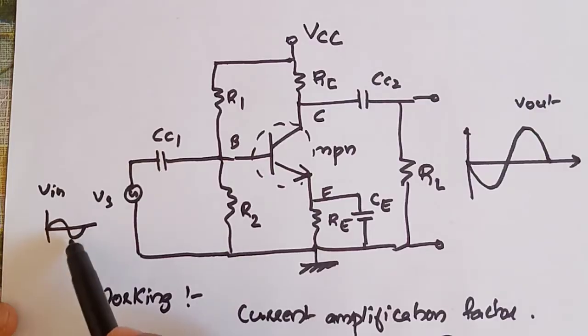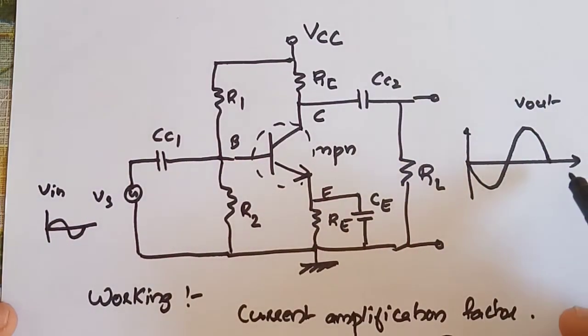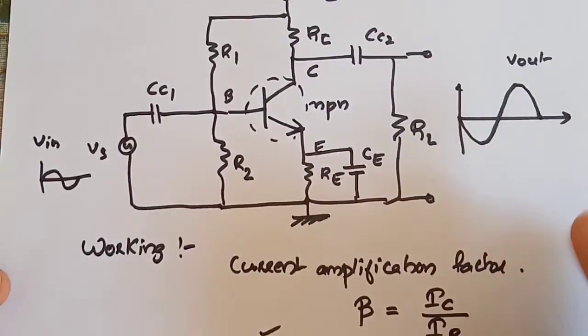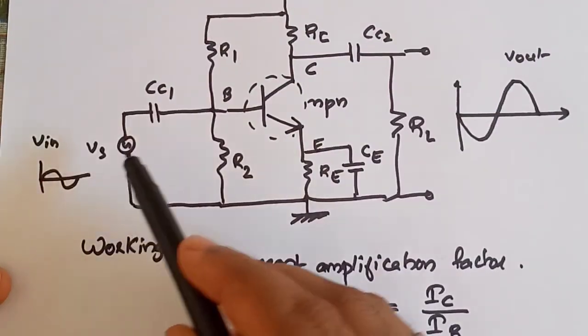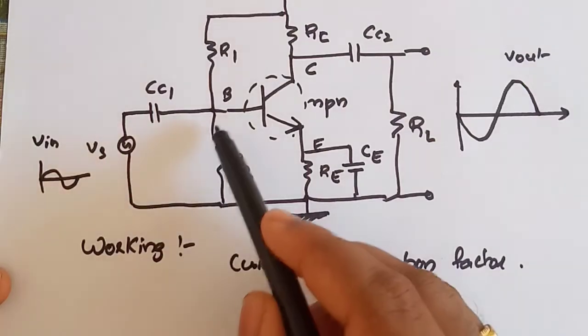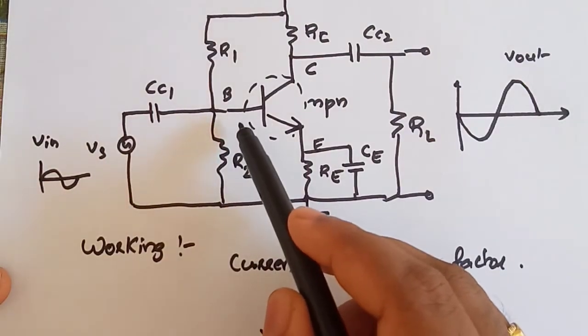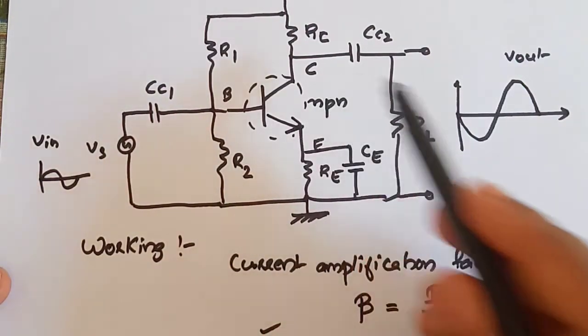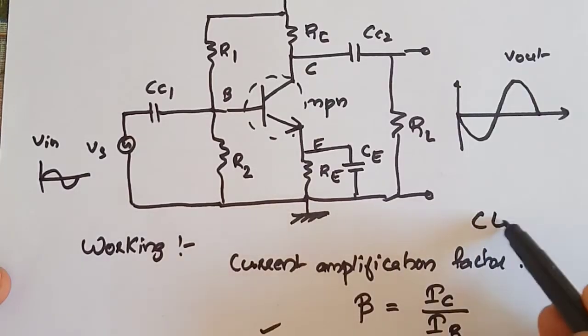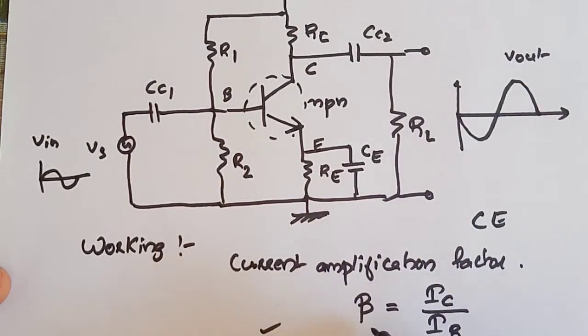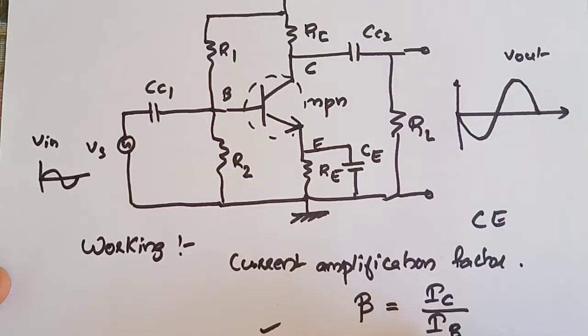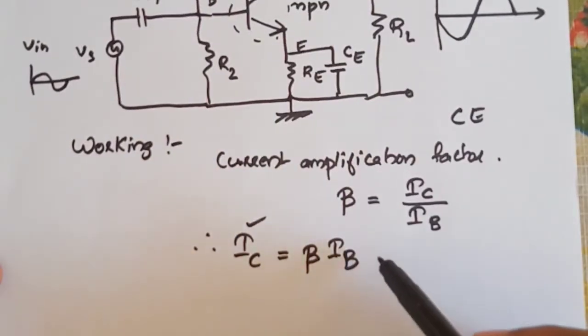A small input voltage is given, and we will get a magnified, phase-reversed output. Working: when we give a small voltage at the base, the base current changes, and the current amplification factor of the common emitter configuration is beta, which is given by IC by IB. That is, IC equals beta times IB.